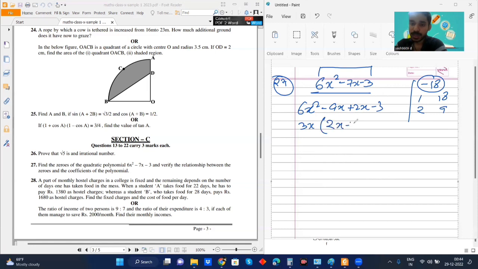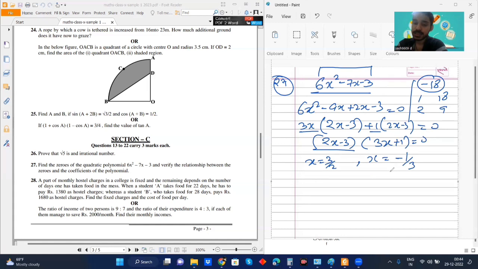So I would say 2x minus 3. From here only 1 is common. So 2x minus 3. Now 2x minus 3 is common in both cases. What's left? 3x plus 1. And this equals 0. So using this bracket, x equals 3 by 2, and using this bracket, x equals minus 1 by 3. So these are my two zeros.